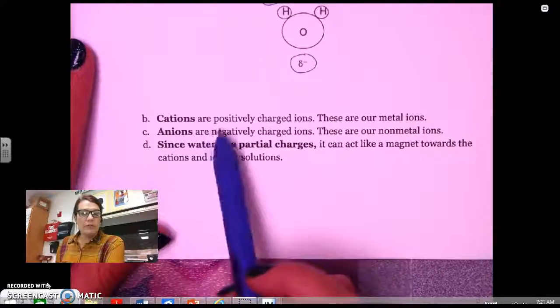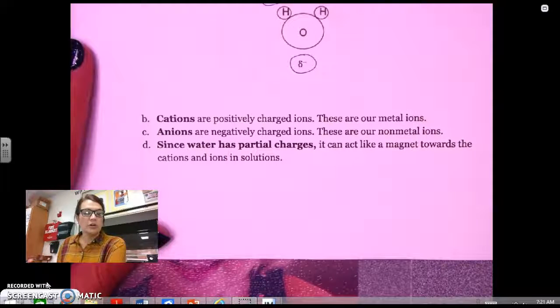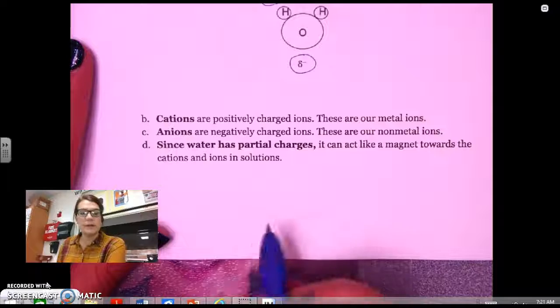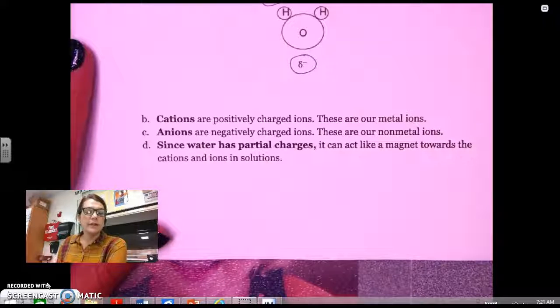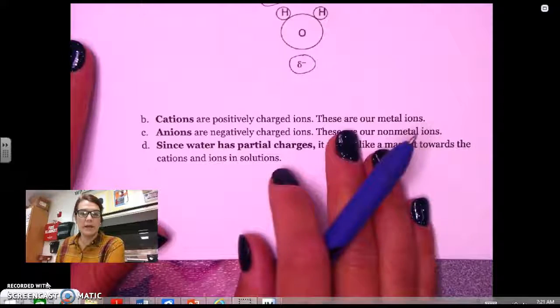This is, again, review. Cations are positively charged ions. These are going to be our metal ions, elements to the left of the staircase. Anions are negatively charged ions. These are our nonmetals. They're going to be to the right of the staircase.